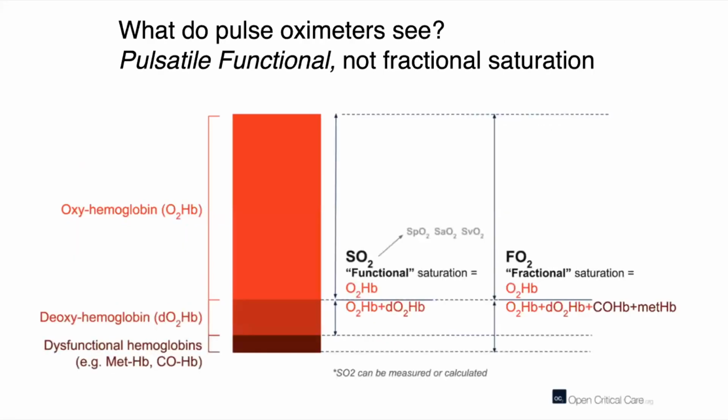Well, pulse oximeters see pulsatile blood. Now, what's in pulsatile blood? Pulsatile blood contains oxyhemoglobin, deoxyhemoglobin, and dysfunctional hemoglobins. The way the pulse oximeter is set up, it's designed just to see the functional saturation. That is the fraction of oxyhemoglobin to the total of oxyhemoglobin plus deoxyhemoglobin. It ignores these other interfering factors in the pulsatile signal in blood.